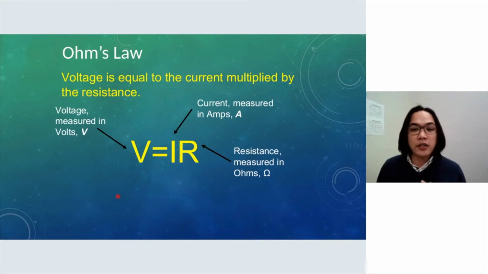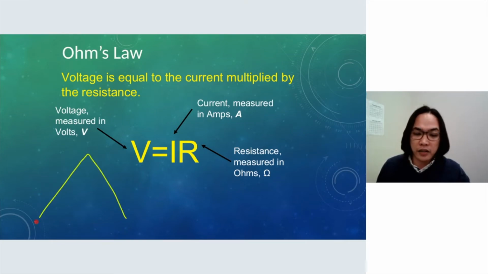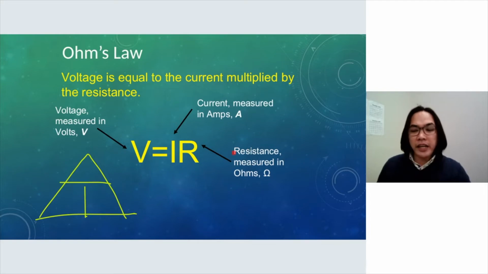So in order for us to solve for it, we need to rearrange the equation. And since we have three quantities involved, the simplest way to do that is by drawing a triangle. Then we divide the triangle into three, and then write the information inside the triangle. Your V will be on top, and then I and R at the bottom.